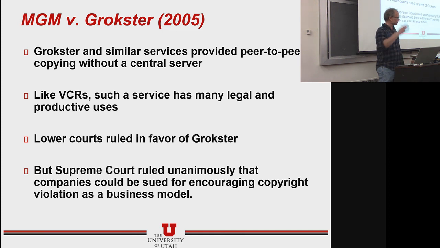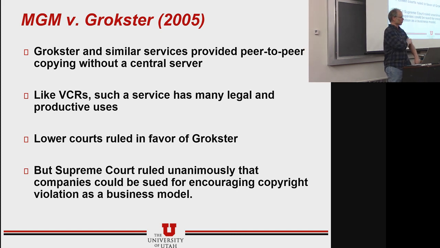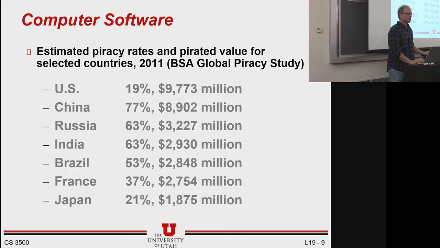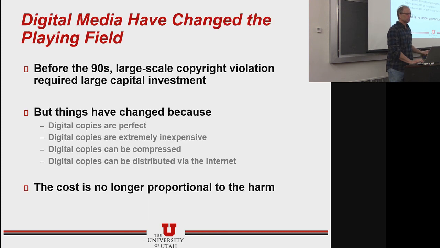Then there were other file sharing services that were sued. MGM sued Grokster in 2005 because they provided peer-to-peer service without a central server. So Napster's vulnerability was they had a central server with all these copies on it. Grokster was just peer-to-peer, so there's no central server. But in this case, they were successfully sued for having a business model that encouraged copyright violation. Okay? So you can think of some legal reasons to do peer-to-peer file sharing. But sharing copyrighted songs was the real reason for Grokster's existence, and so they were sued. And lost.